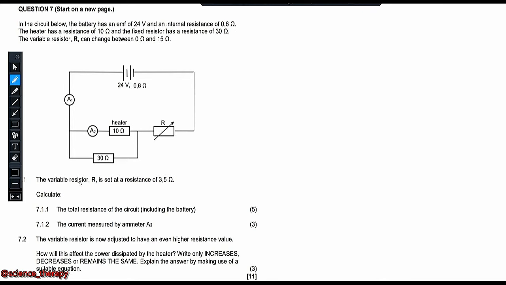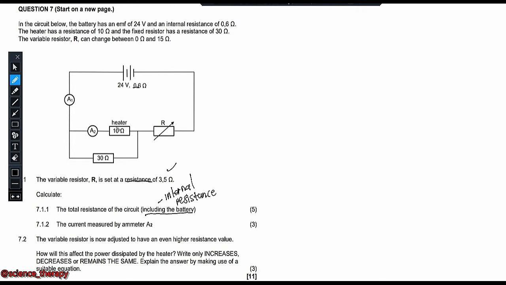Now 7.1 says the variable resistor R is set at a resistance of 3.5 ohms. So note that they say you can change it between 0 ohms and 15 ohms, and now they decided to set it at 3.5 ohms. Now 7.1.1 says calculate the total resistance of the circuit, including the battery. Now if they say including the battery, that means you also have to include the internal resistance, right? So also include the resistance of the battery, which is known as the internal resistance. There's 0.6 ohms here. So how are we going to calculate that?